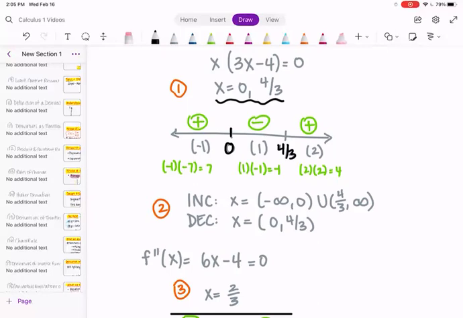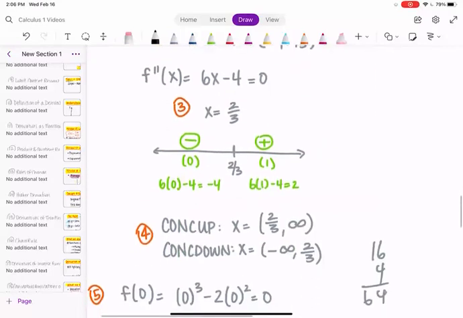And then you plug it into the first derivative, right? And that's how I got the results in step 2. I found that it was increasing to the left of 0 and to the right of 4/3, and then it was decreasing in between. So that's awesome.